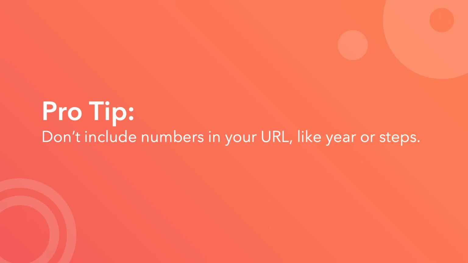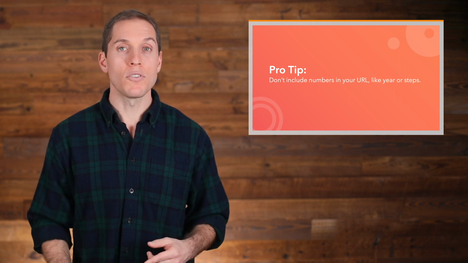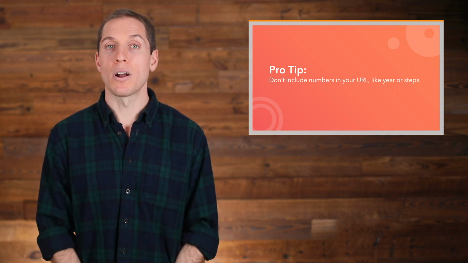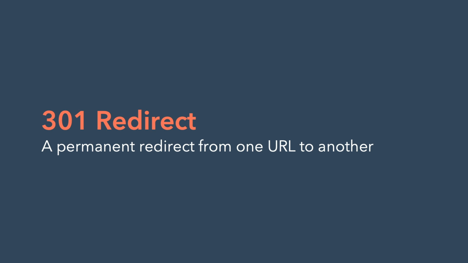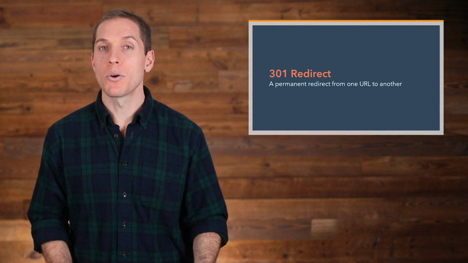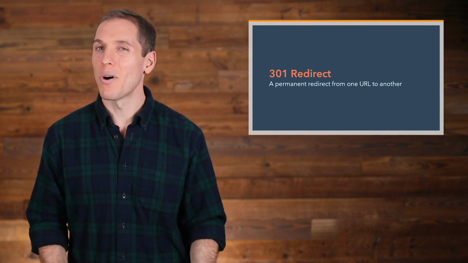Here's a pro tip. Don't include numbers in your URL, like years or steps. This way, if you update the content in the future, you won't have to update the URL. Updating the URL creates a 301 redirect. A 301 redirect is a permanent redirect from one URL to another. Making updates to URLs hurts your SEO, and you don't want that.